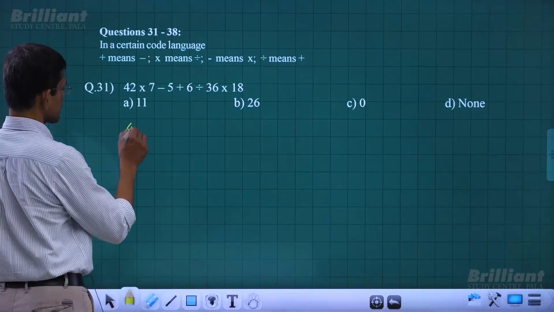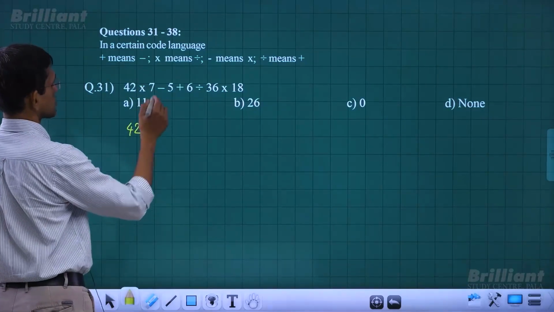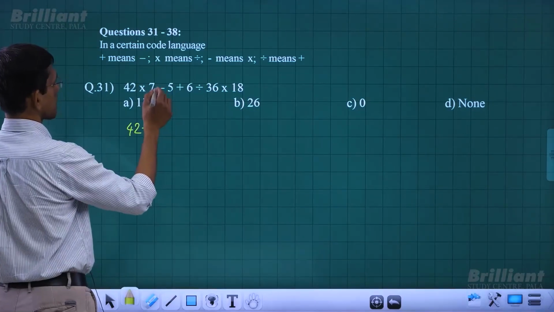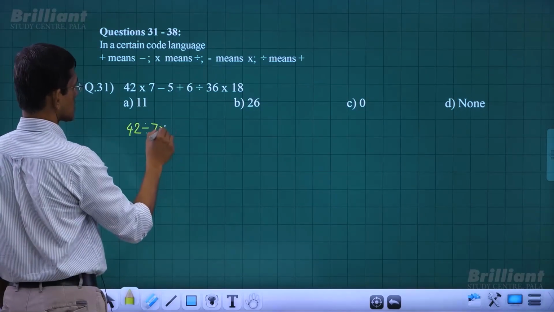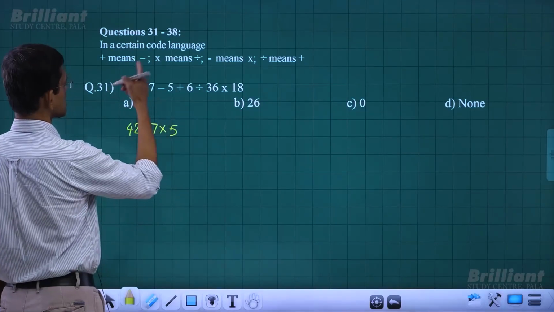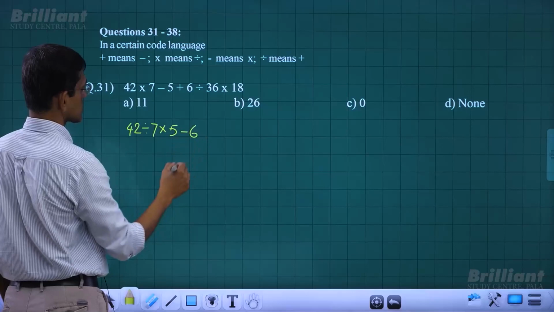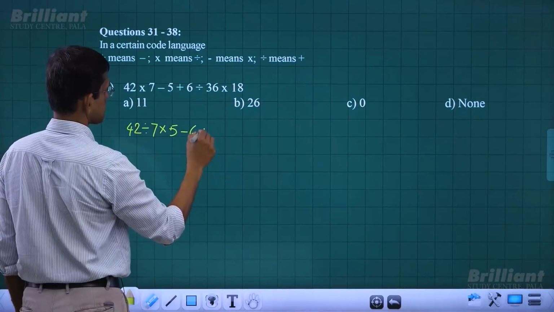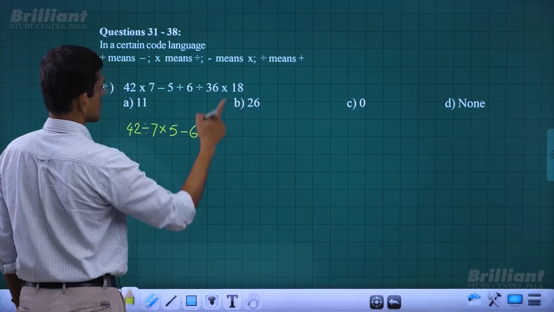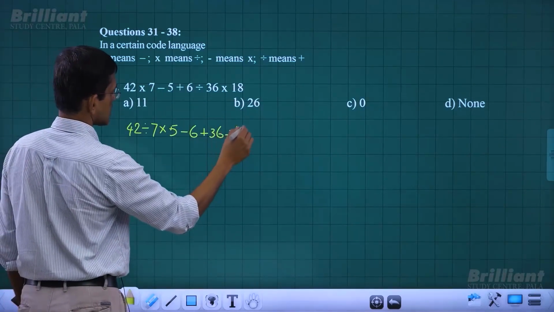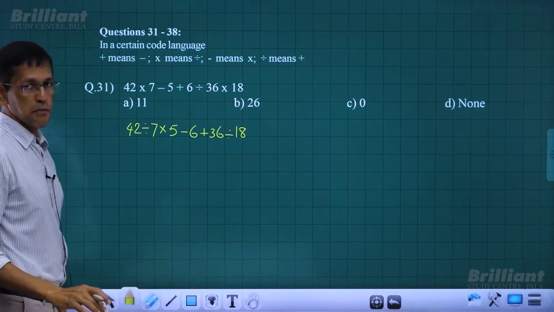So 42 into 7. Multiplication means division, so 42 divided by 7. Minus 5, and minus means multiplication. Then plus, which means minus, 6. Then divided by, which means plus, 36. Then multiplication, which means division, 18. So you apply BODMAS.